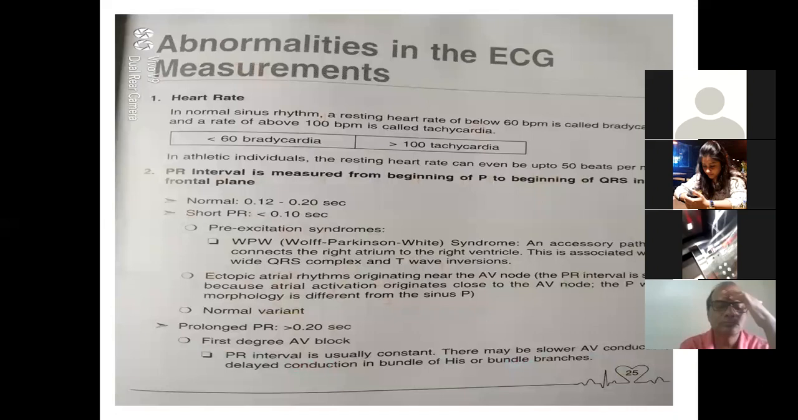Just a reference. What is a normal heart rate? Heart rate should be above 60. If it is below 60, it is called bradycardia, and you write the report as bradycardia. If it is above 100, it is called tachycardia.